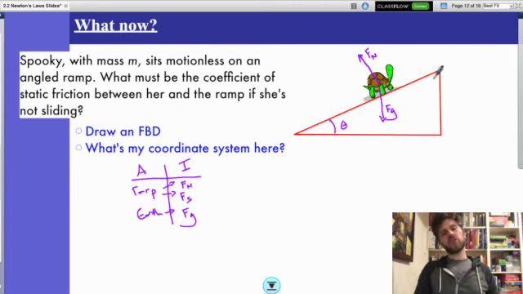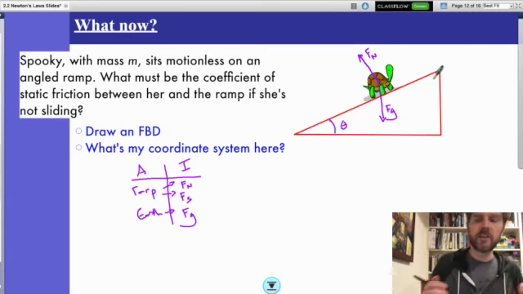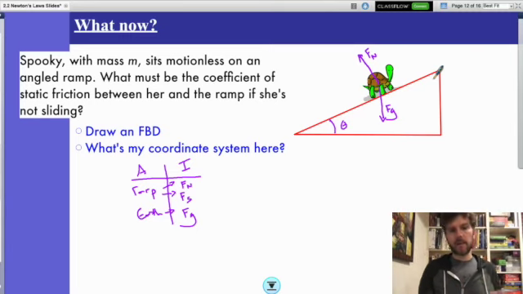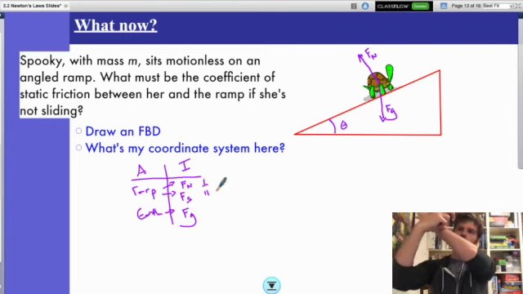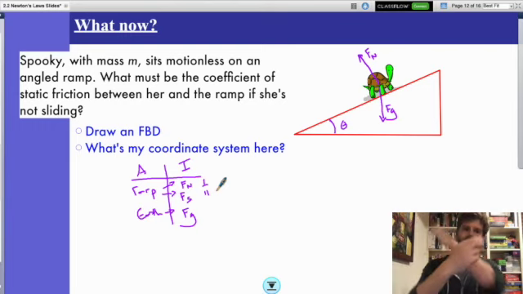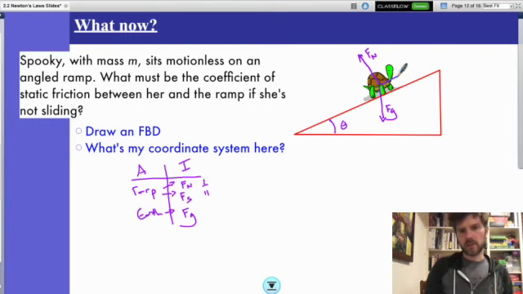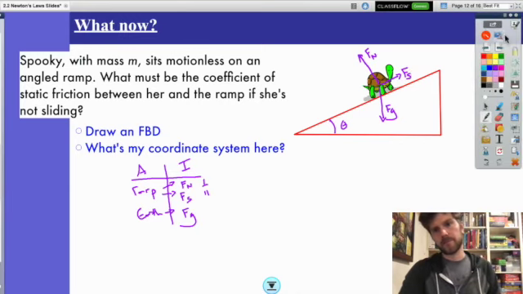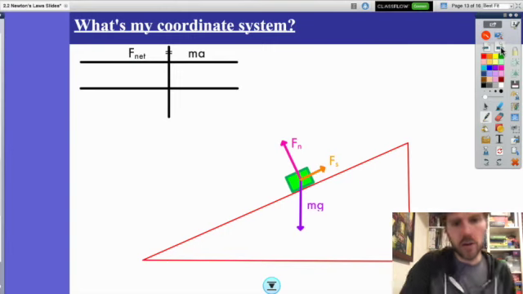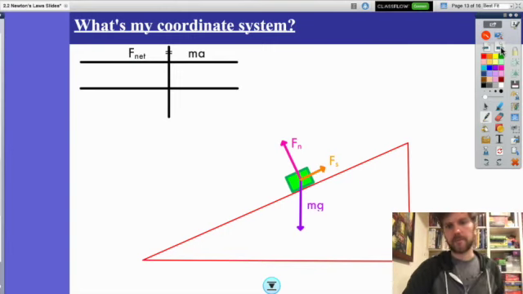And then for friction, we have to ask ourselves, which way is static friction? It's got to be parallel to the ramp. Is it up the ramp or down the ramp? I always like to imagine with friction, what would happen if I turned friction off? Well, if I turned friction off, Spooky would slide down the ramp. So hopefully it's clear that our static friction force is up the ramp. So here is our drawing.